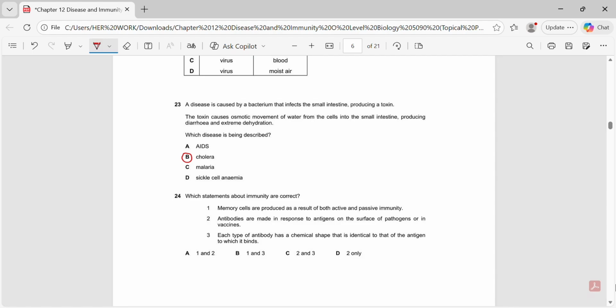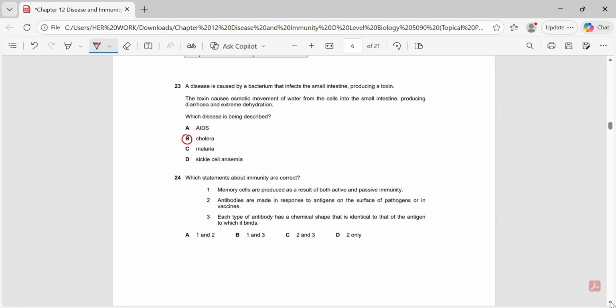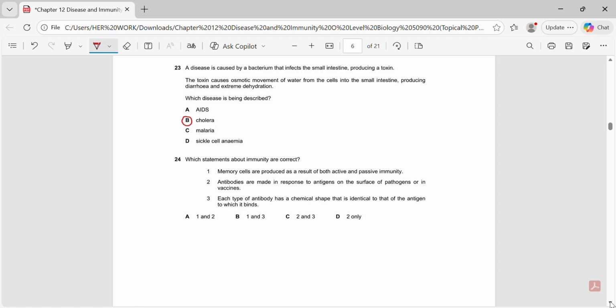Next, we move on to a question that asks students to consider the following statements about immunity. Which of the following statements regarding immunity are accurate? First, memory cells are generated through both active and passive forms of immunity. Second, antibodies are produced in response to antigens, whether they are present on the surfaces of pathogens or introduced through vaccines. Third, each type of antibody possesses a chemical structure that exactly matches the shape of the antigen it binds to. So, the correct answer is D.